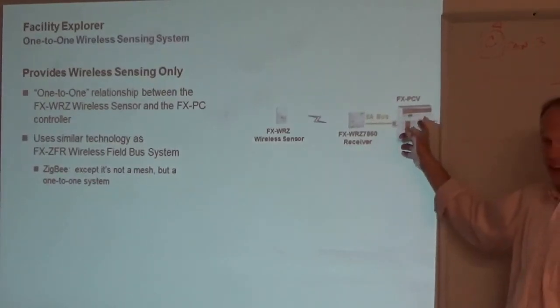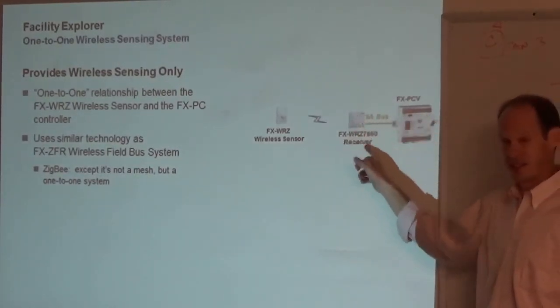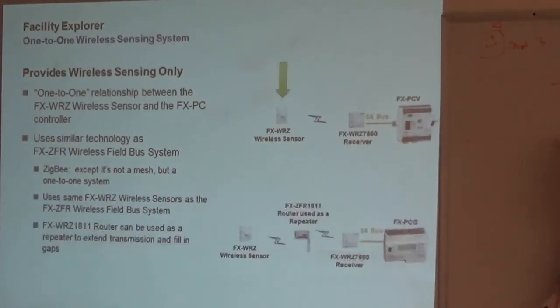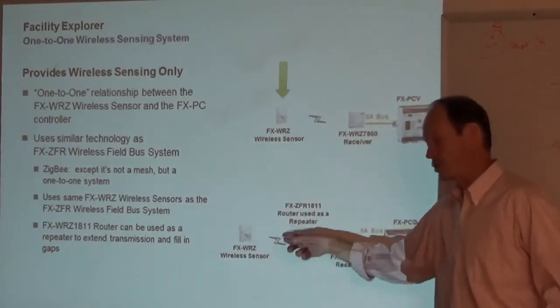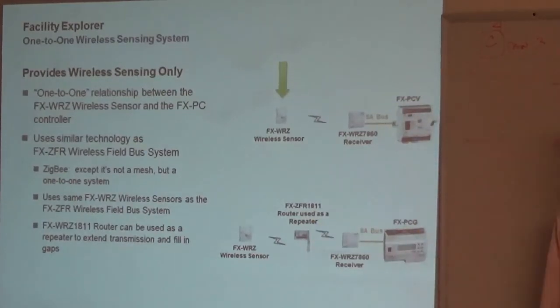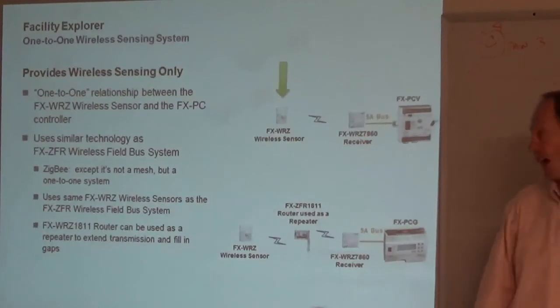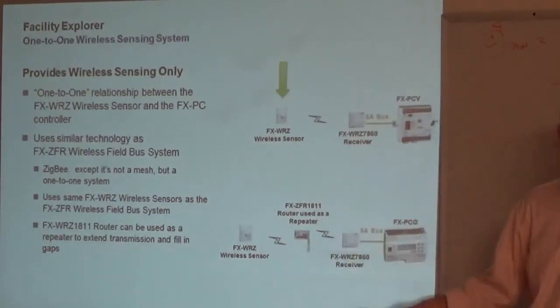So this guy doesn't need a flag then. It's wireless. It just needs this, WRC 7860. It's a one-to-one system. And again, if I have to go different distances, this is far away, I can use a repeater in there to boost the signal. So let's say my controller's over here, my sensor's on the other end of the building, I can put a flag in between there to bridge the gap. So it works in that scenario as well.